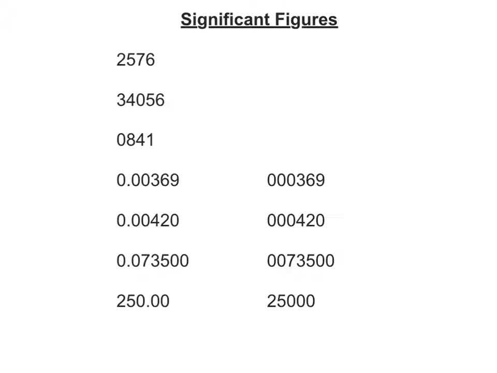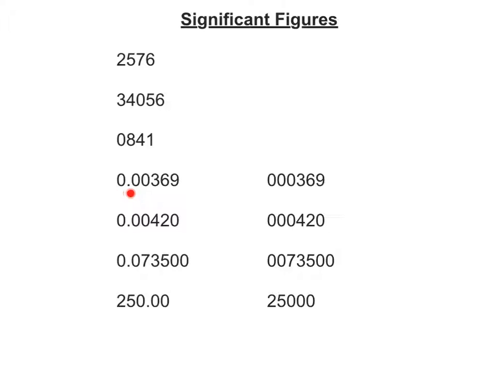Now we have to look into leading and trailing zeros. What are leading zeros? The zeros that appear in front of the first non-zero digit are the leading zeros. And leading zeros are never significant. What we mean by that is in this third number, there are only 3 significant figures because the leading zero doesn't count.